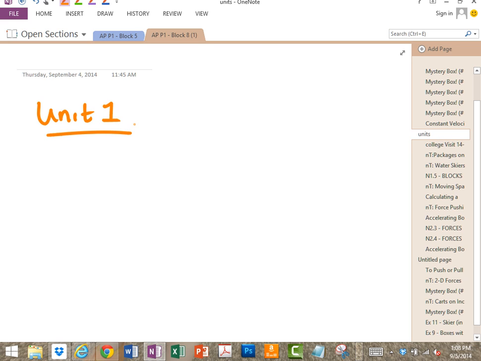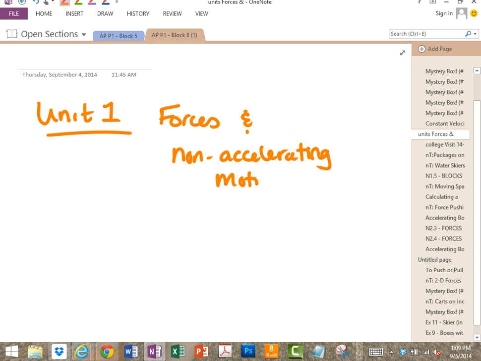What did we talk about in Unit 1? What was the premise? We did error and that stuff, but the big thing that we talked about was forces and non-accelerating motion. So non-accelerating motion means that acceleration, by definition, is 0, right? So I guess we can say that.